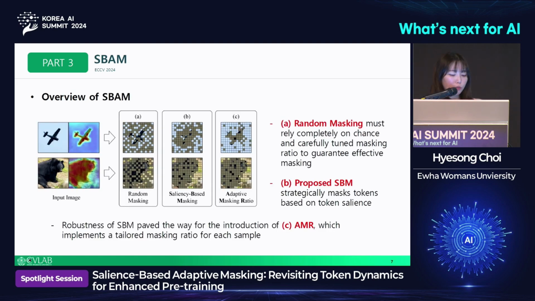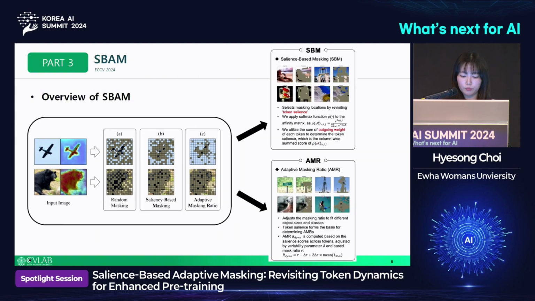So that is why we propose SBAM. First, A is the conventional random masking, which relies heavily on a carefully tuned masking ratio, and B and C are our proposed method. B is saliency-based masking, SBM, which masks tokens with high salience. Using B, SBM makes our method robust to masking ratio changes, which allows us to introduce C, an adaptive masking ratio, AMR. This AMR implements a tailored masking ratio for each sample. So using SBM and AMR together, we call it SBAM, our proposed method.